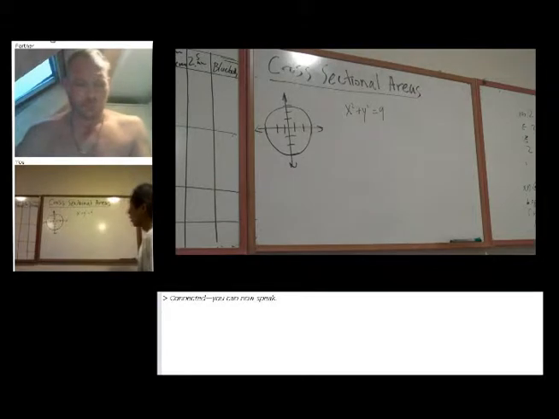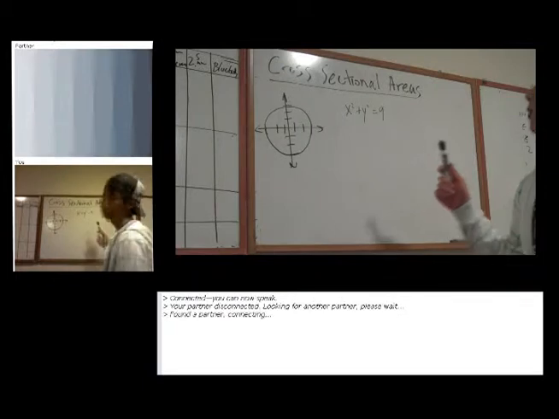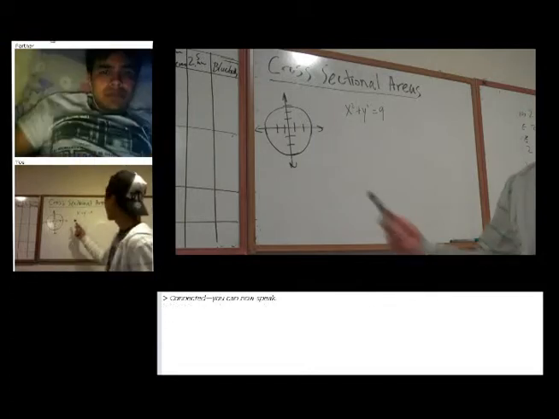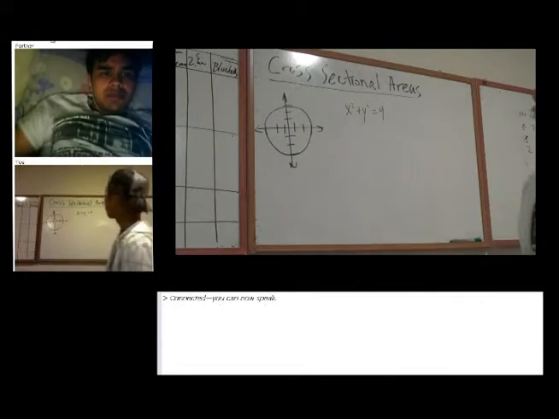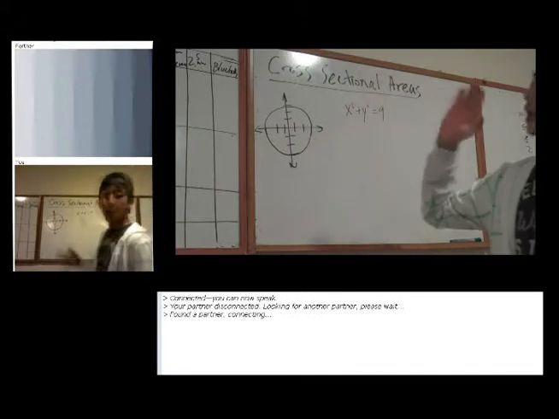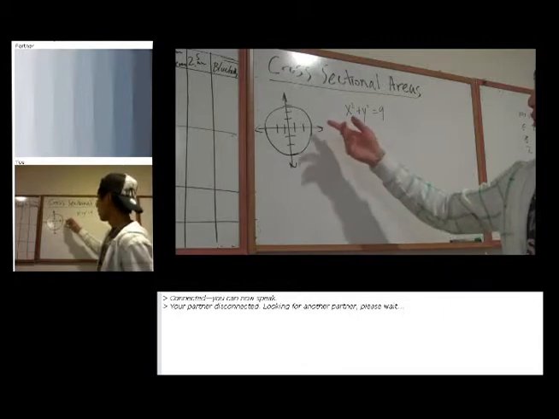Hey AP Calc kids, today we're going to be going over how to find the volume using a given cross-sectional area. In the AP they're basically going to give us a shape. Right now we have x squared plus y squared equals 9, which is a circle. And it's almost as if we're looking down to the base of the circle.